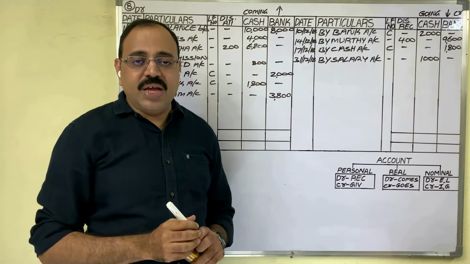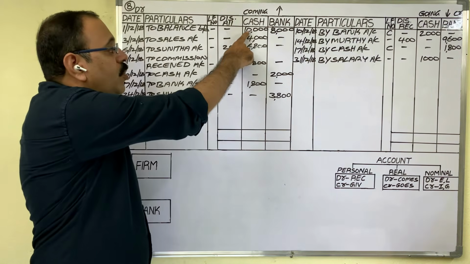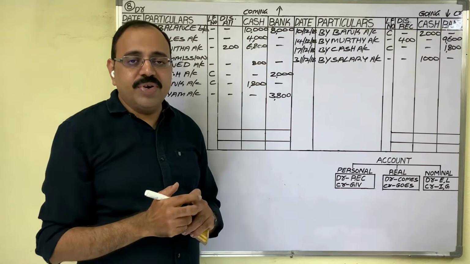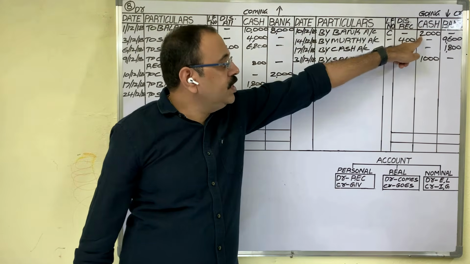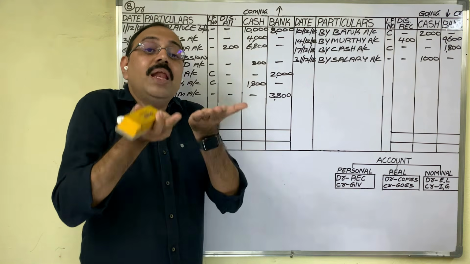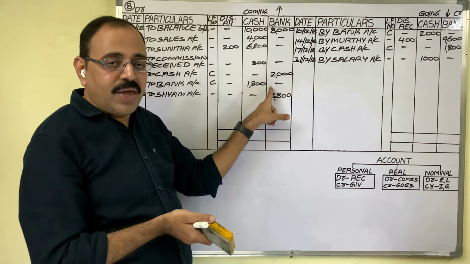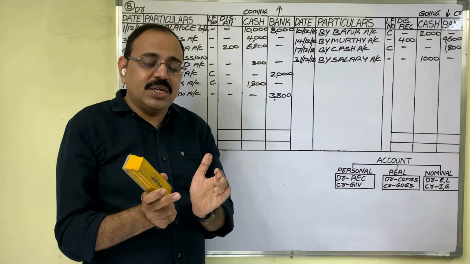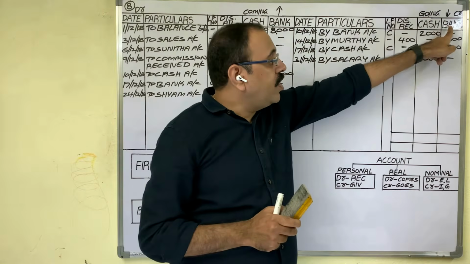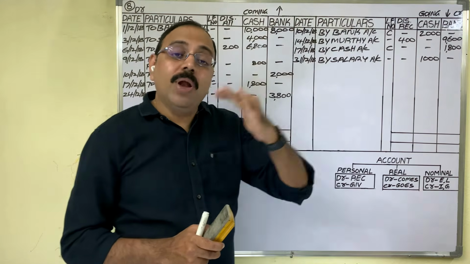In a business transaction, if cash is coming into the firm, that transaction should be debited to cash account. If cash is going from the firm, that transaction should be credited in cash account. If our bank balance is increasing, that transaction we have to post on the debit side of bank account. If our bank balance is decreasing, then that transaction we have to post on the credit side of bank account. From this point of view, let us see the problem again.